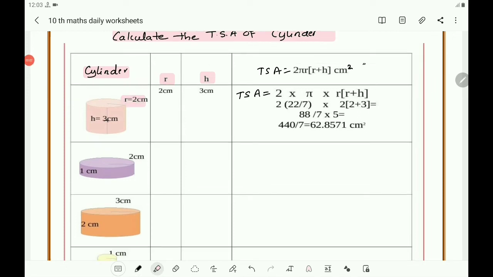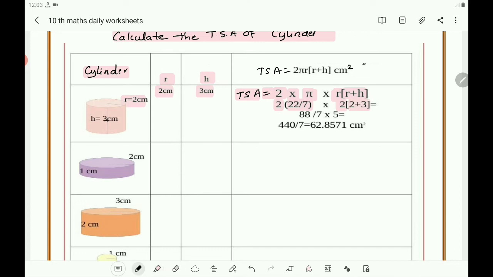Here r is 2 cm, h is 3 cm. Write the formula for TSA equals 2 pi r into r plus h. Then in the place of 2 you write 2, in the place of pi you write 22 by 7, and in the place of r you write 2 into 2 plus 3.